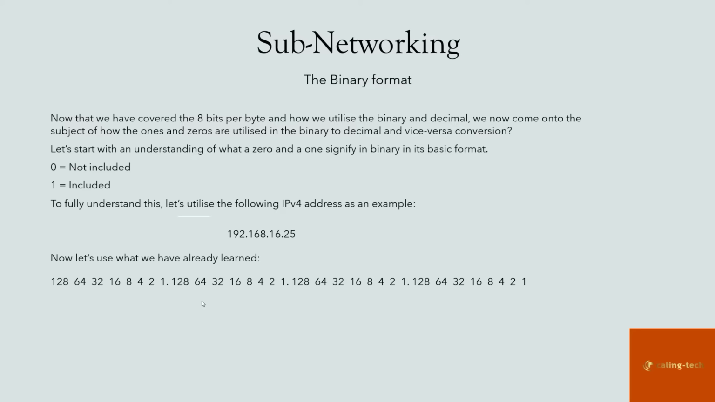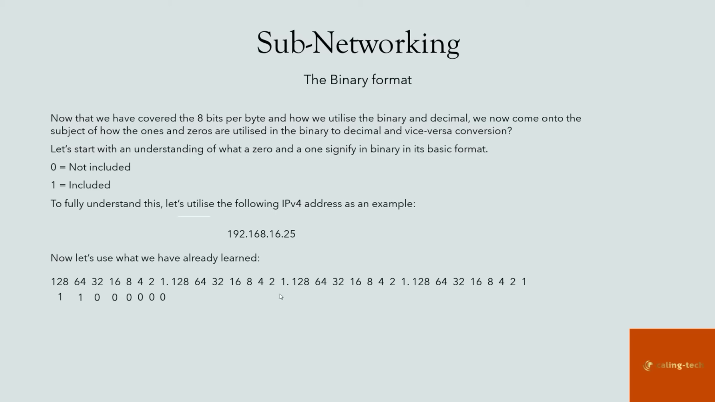So let's look at 192. Does 128 go into 192? Yes, it does. So we turn that on. What about if we add 128 and 64 together? What do we get? Well, we actually get 192, which is what we're after. So that one is switched on. But because we've now equaled 192, we do not need to turn any of the others on. They can all remain off. So they will all become zeros. And that is the first byte dealt with. Now we come on to the second byte and it's exactly the same.